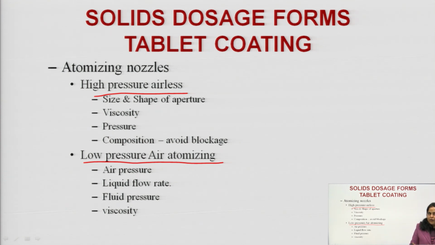And in low pressure air atomizing nozzles, air is used to create a pressure for atomizing the spray solutions. Now, in both these cases, we must take care of the size and shape of the aperture of the nozzle, and the viscosity of the coating solution, because if it is highly viscous, it may block the atomizing nozzle. Then the pressure which is used for atomizing of the droplets, then the composition, the material used for coating, the film former which is used should be finely divided to avoid the blockage.